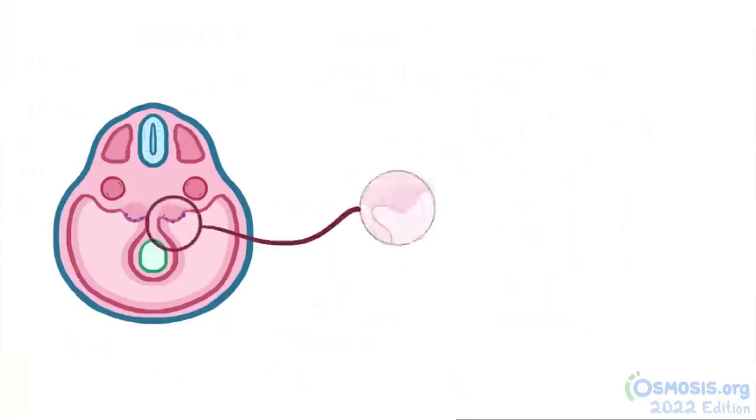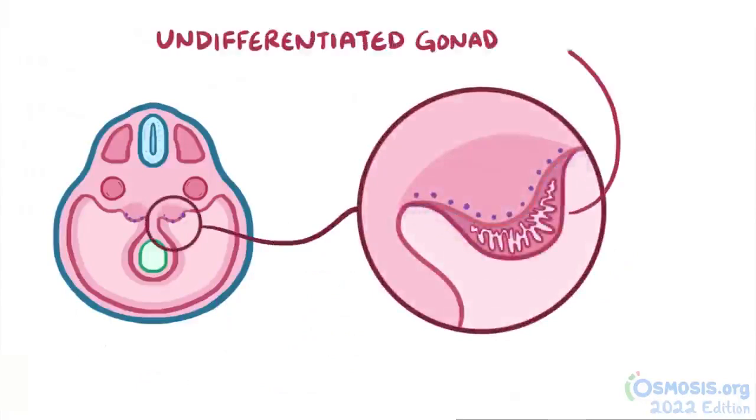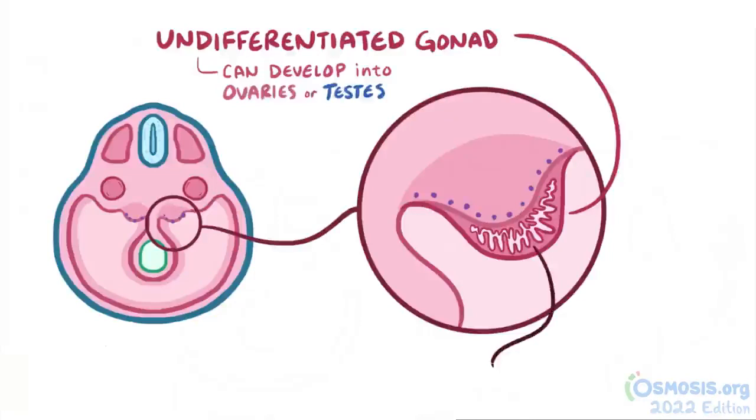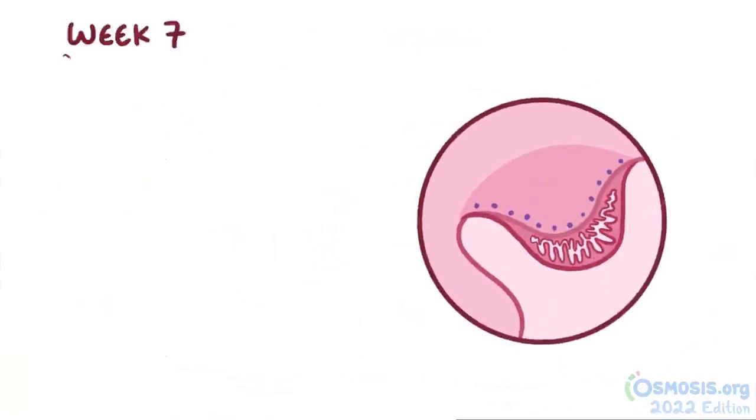Once there, they send out chemical signals to the cells in the genital ridge, which makes them self-organize into an undifferentiated gonad, which can still develop into either testes or ovaries. The epithelial layer of the gonad then forms primitive sex cords, which are epithelial projections that penetrate inwards into the mesoderm layer of the gonad. Around week 7, sex chromosomes start expressing genes that determine gonadal differentiation.